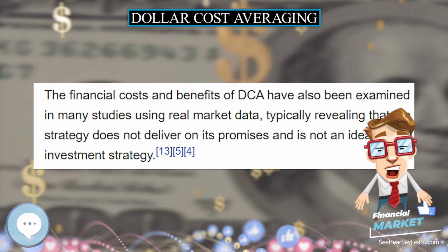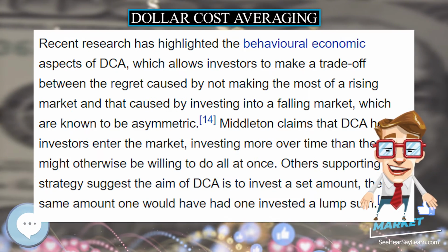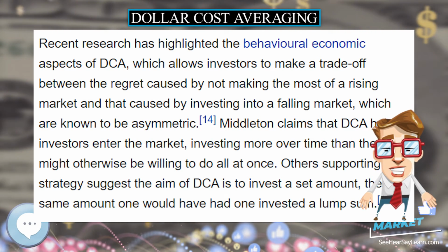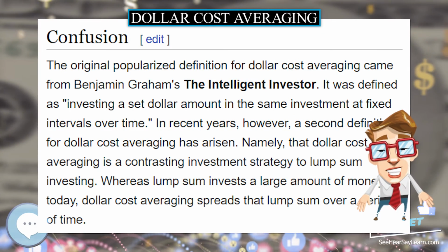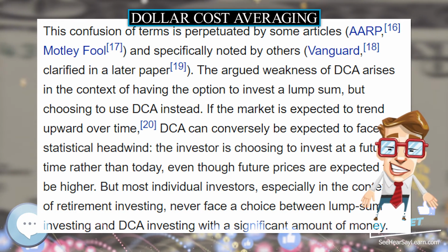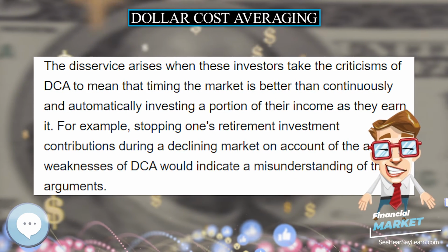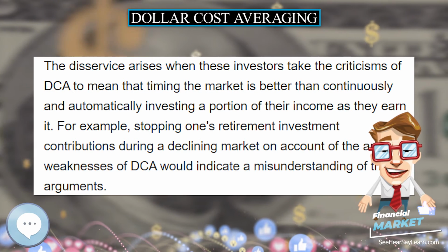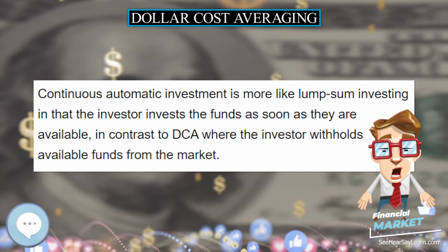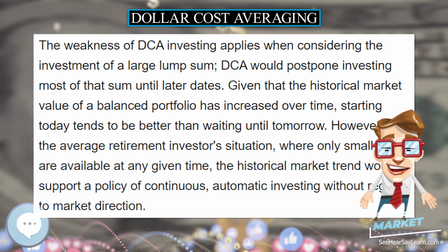But most individual investors, especially in the context of retirement investing, never face a choice between lump sum investing and DCA investing with a significant amount of money. The disservice arises when these investors take the criticisms of DCA to mean that timing the market is better than continuously and automatically investing a portion of their income as they earn it. For example, stopping one's retirement investment contributions during a declining market on account of the argued weaknesses of DCA would indicate a misunderstanding of those arguments.